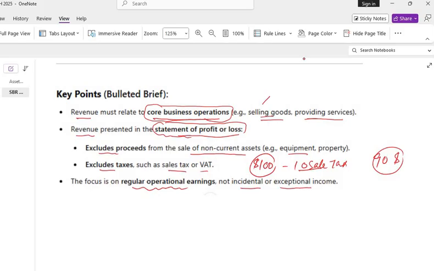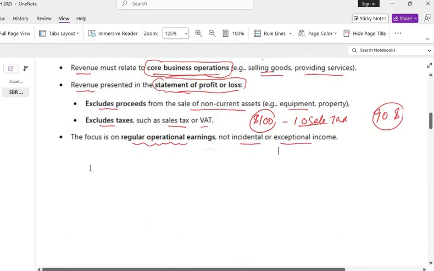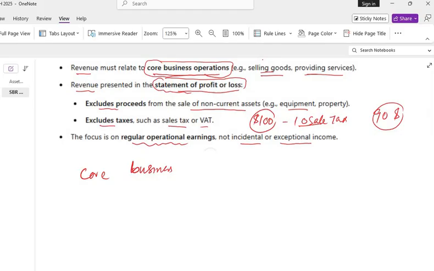Clear? So the point we have here is that the revenue figure should focus only on the entity's core business activity or operation.